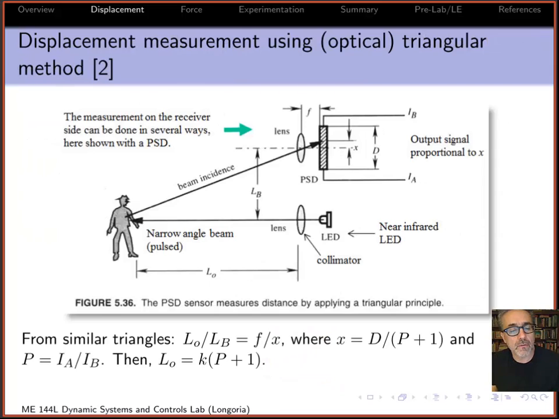So let me show that to you. A typical device might use some kind of infrared LED. Say you're measuring a distance, you want to measure this distance L0. By using basic geometry, where that incident beam falls on this PSD, this X value can be inferred by measuring these currents, and at the end of the day, this distance L0 can be extracted from those basic measurements, and that's described here.